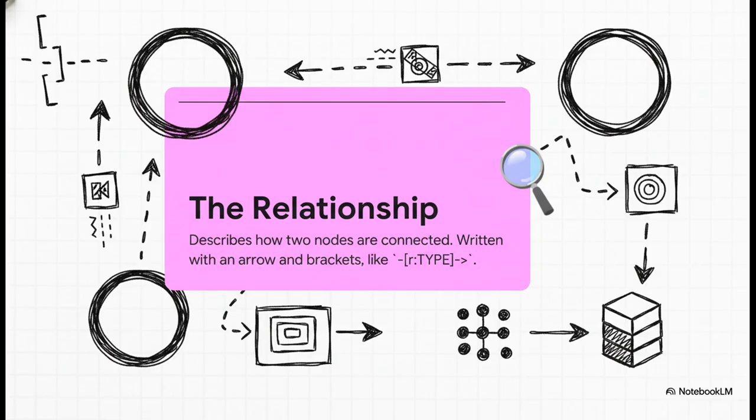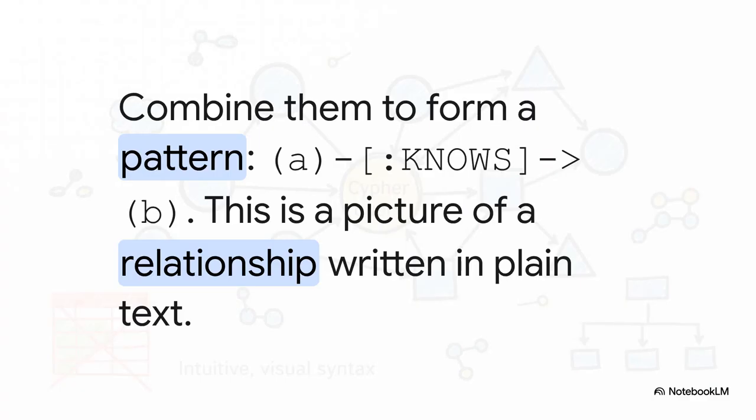This is the line, the connection, the verb that links your things together. It has a direction, an arrow, and you use square brackets to say what kind of relationship it is. See? It's already looking like a little drawing. And now you just put them together. A node, a relationship, another node. Just like that. You've created a tiny picture of a relationship using nothing but text.